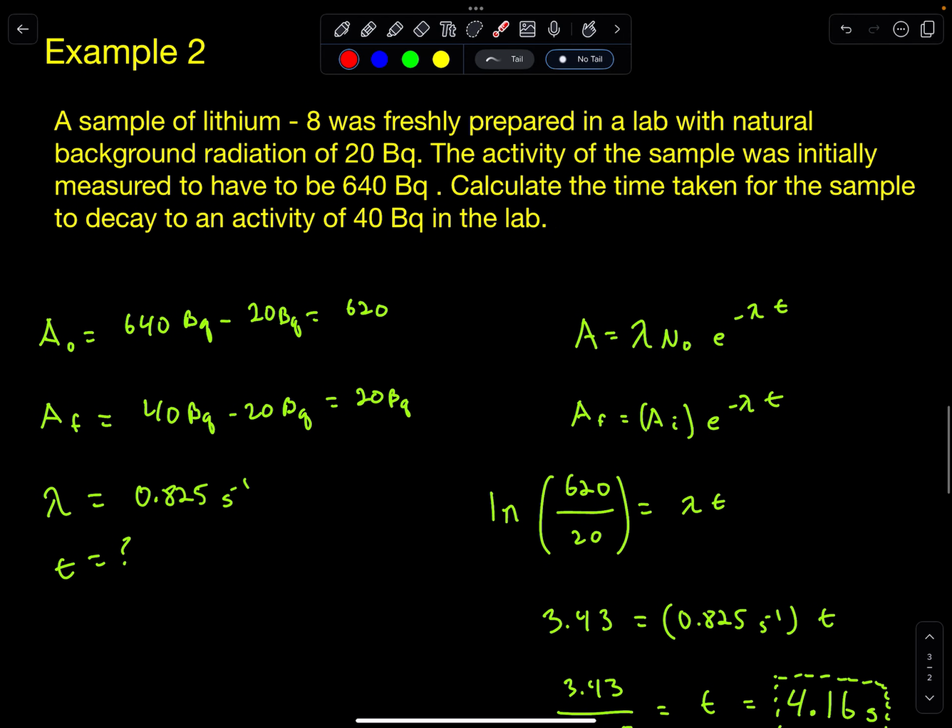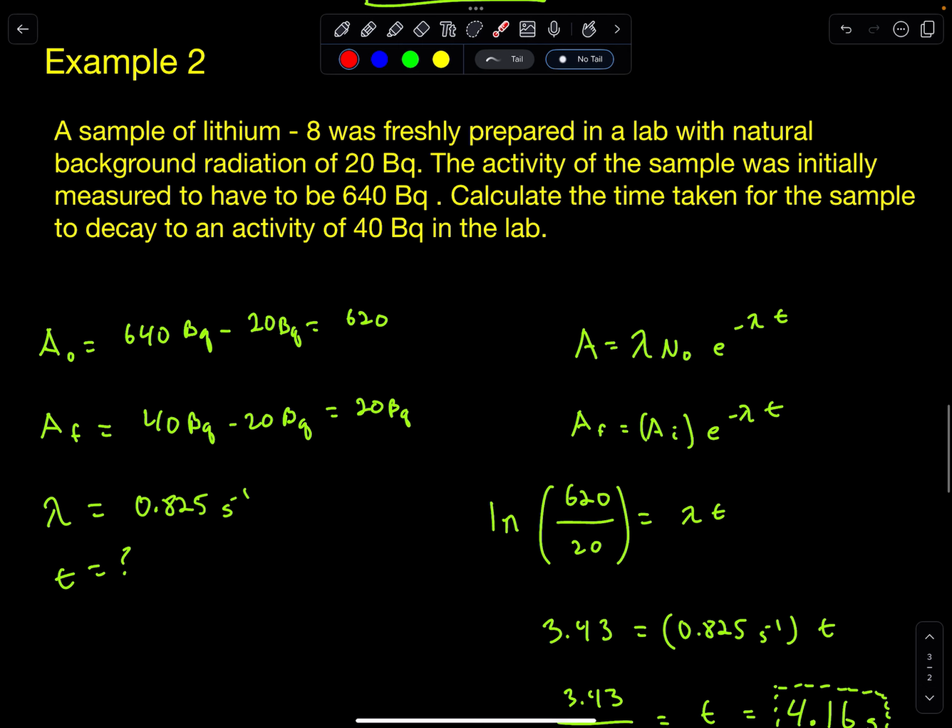For example 2, let's look at something more radioactive like lithium-8. A sample of lithium-8 was freshly prepared in the lab with natural background radiation of 20 becquerels. Here's where I'm talking about background radiation. The activity of the sample was initially measured to be 640 becquerels using a Geiger counter. Calculate the time taken for the sample to decay to an activity of 40 becquerels in the lab.